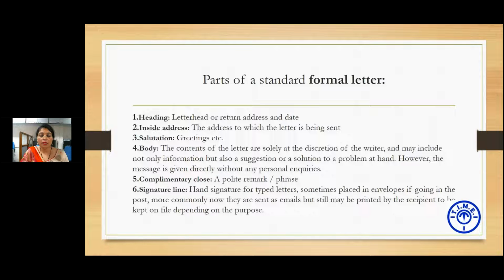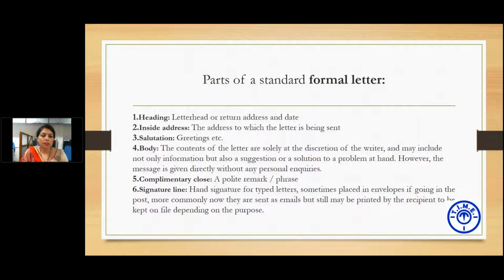This is sometimes placed in envelopes. Handwritten or typed letters are folded and kept in envelopes and sent. In this case, you must ensure that you sign the letter in ink.